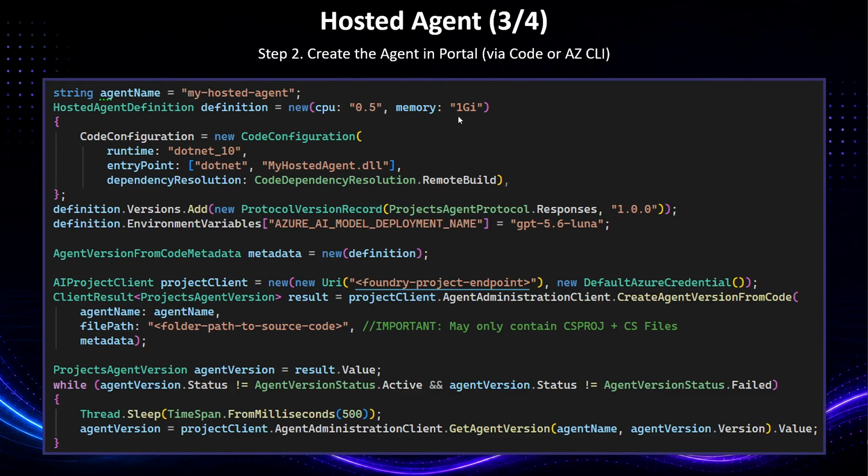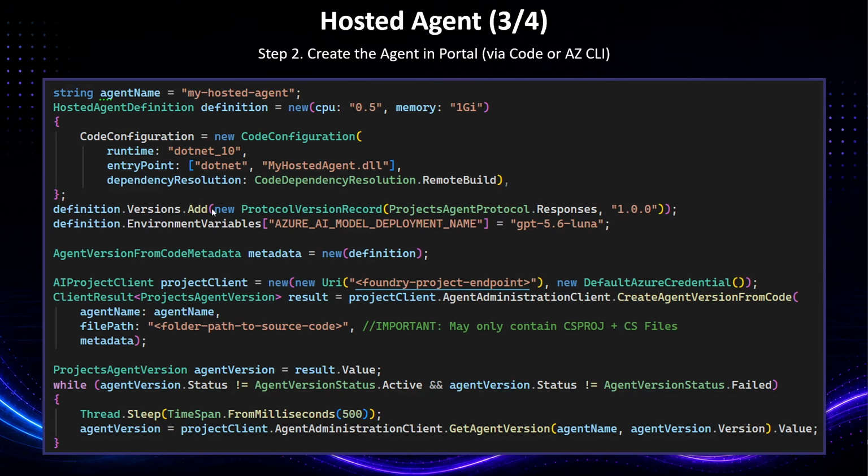Again, this can be done using some YAML and some Azure CLI, but if we want to do it by code, this is how we do it. Inside, we need to tell how the code configuration is. So we need to tell it's .NET 10 in this case. And my DLL, the one I made here, is called my hosted agent.dll. So I need to tell it that it's .NET that needs to run this DLL. And in this case, it says it needs to do a remote build with dependency resolution.